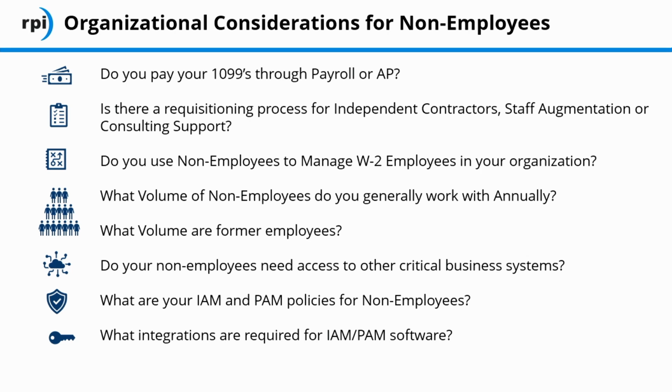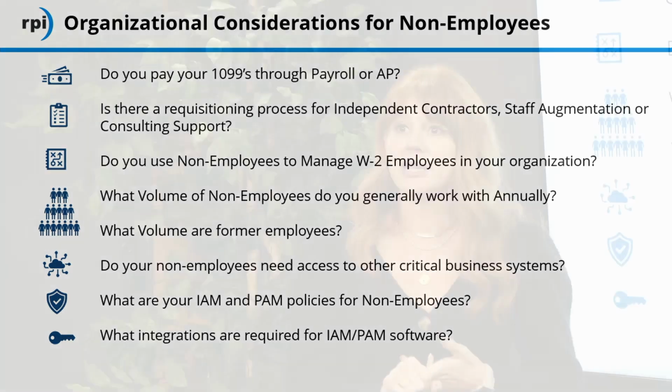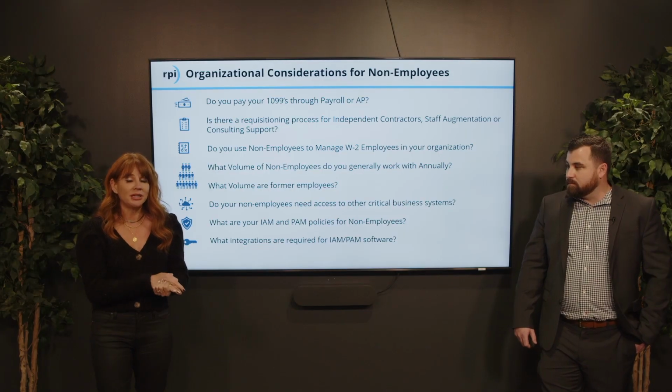So, they're not a W-2 employee. If they're 1099, do we pay them out of our payroll system as a 1099, or do we use the AP system, and they invoice and are paid out of that area? Do they need access to any of your systems in your organization? Because if they need access, they need identity management and credentials, and we need to track them.